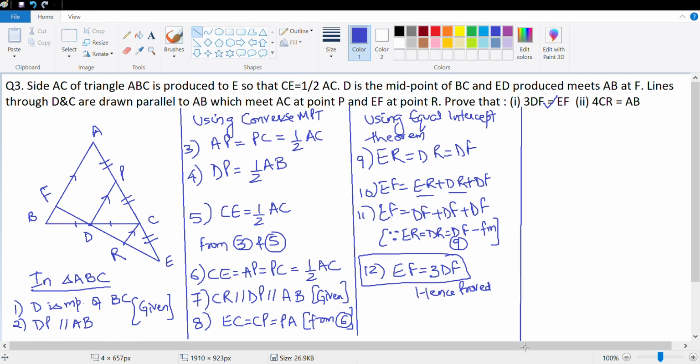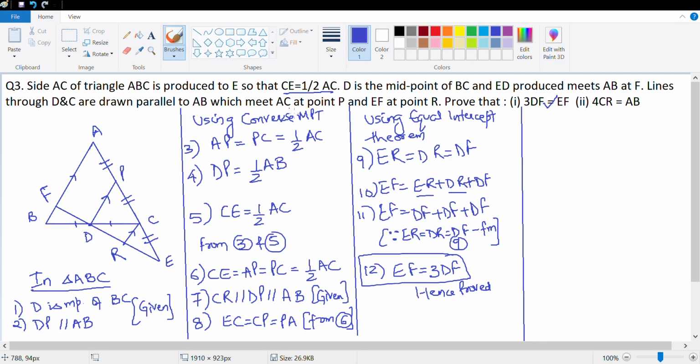So what did I do first? First I proved that P is midpoint of AC, and then using the given information that CE is equal to half AC, I proved that AP, PC and CE are equal. Now I use the equal intercept theorem to get ER, DR and DF equal. So now I've got EF is equal to 3 times DF.